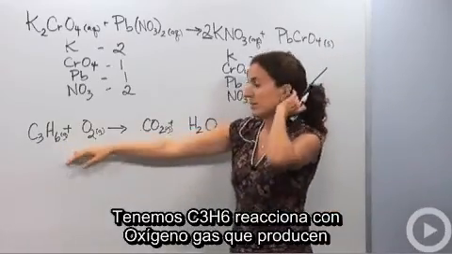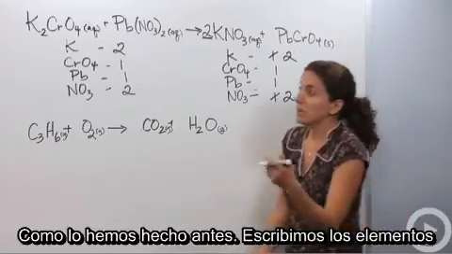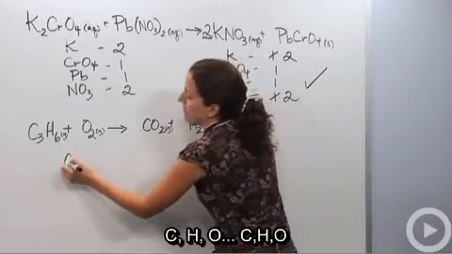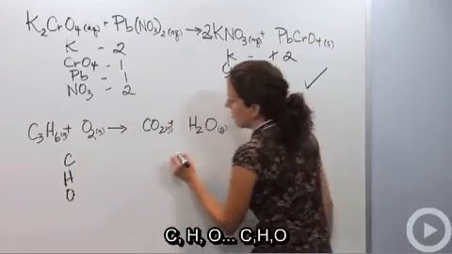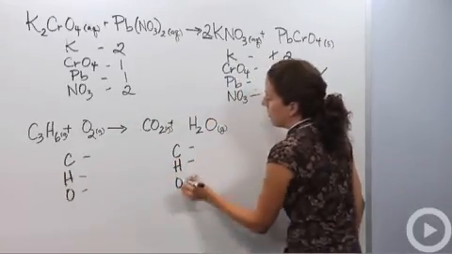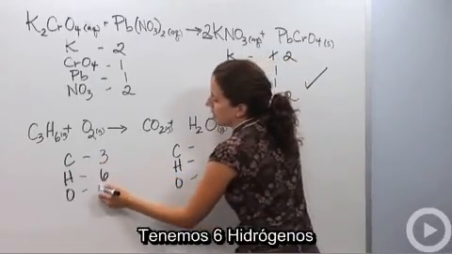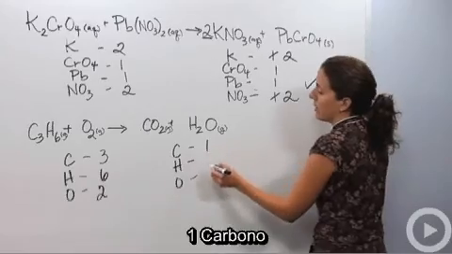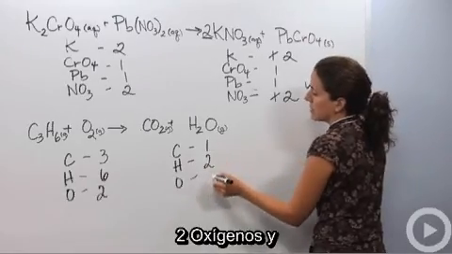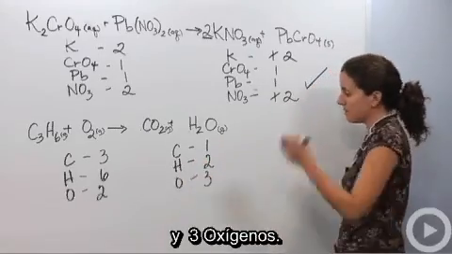So we have C3H6 reacts with oxygen gas to produce CO2 plus H2O. All right, let's do what we've been doing, writing our elements out. C, H, and O. Okay, we have 3 carbons, 6 hydrogens and 2 oxygens. We have 1 carbon, 2 oxygens, and we have 2 hydrogens, 3 oxygens.